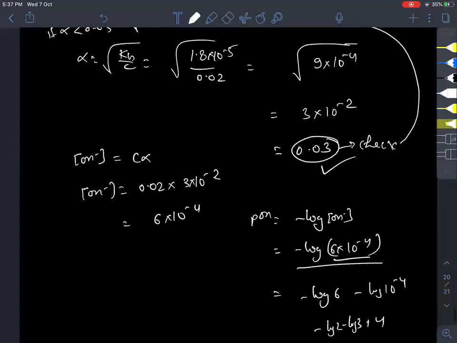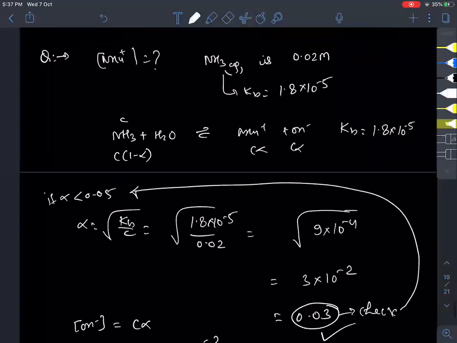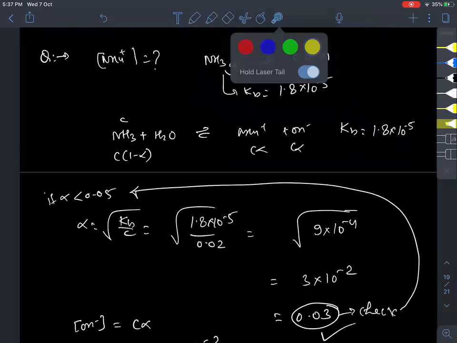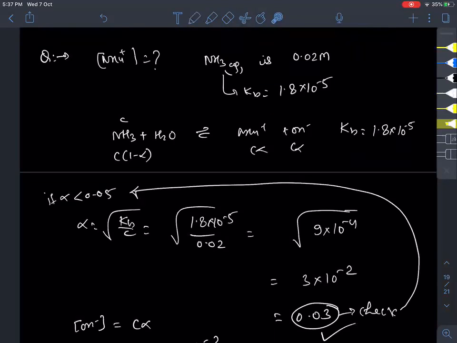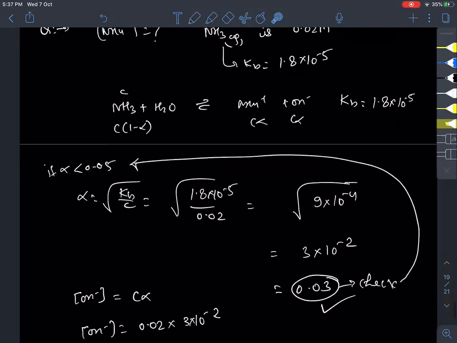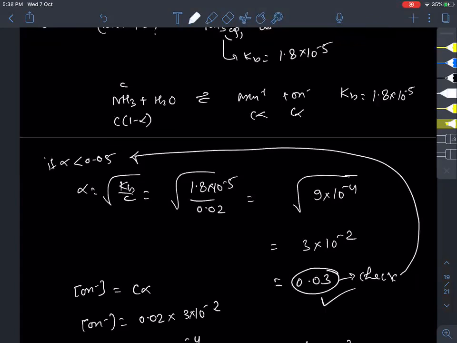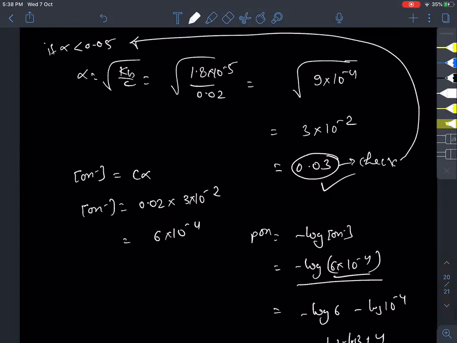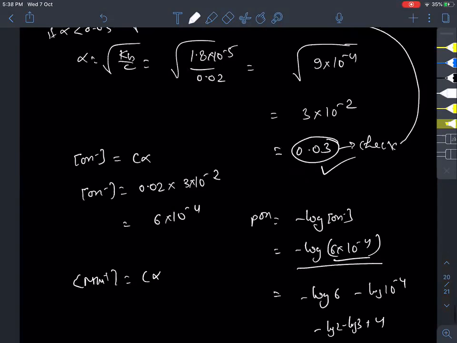Now my question was, how much is the concentration of ammonium ion? Very simple, that is C alpha. So the concentration of ammonium ion is also C alpha, and that is also 6 into 10 to the power minus 4.